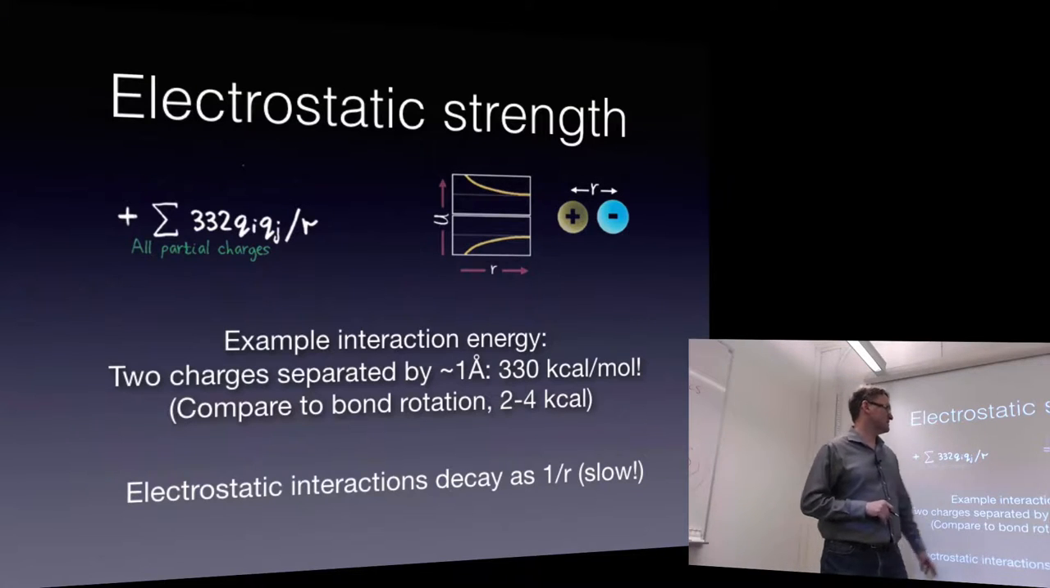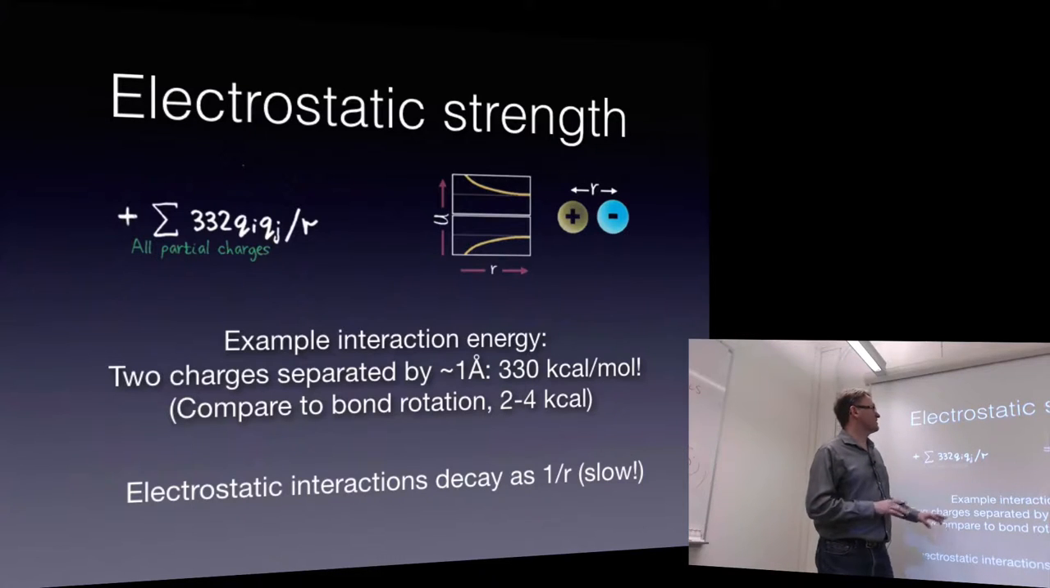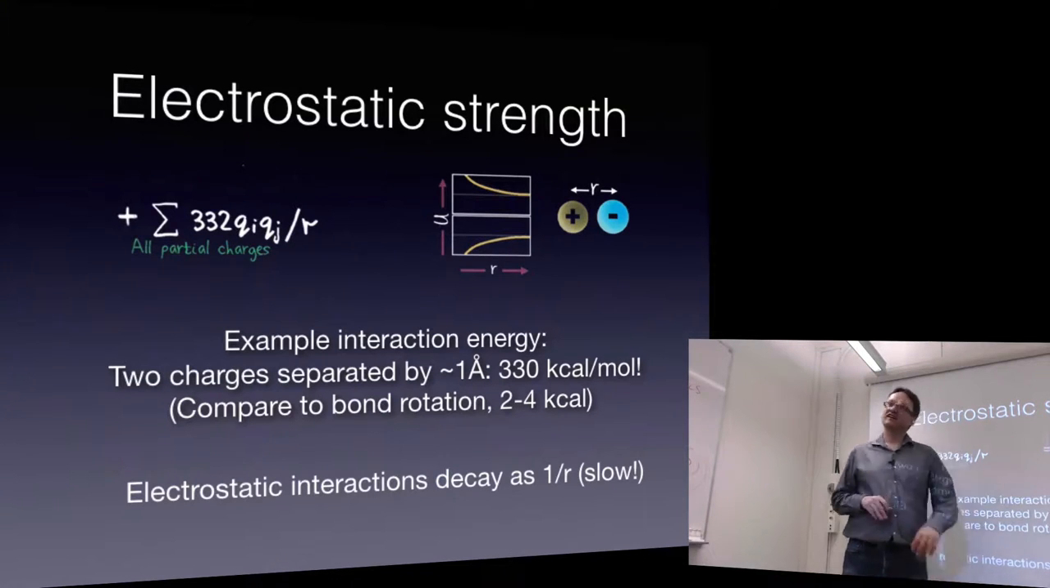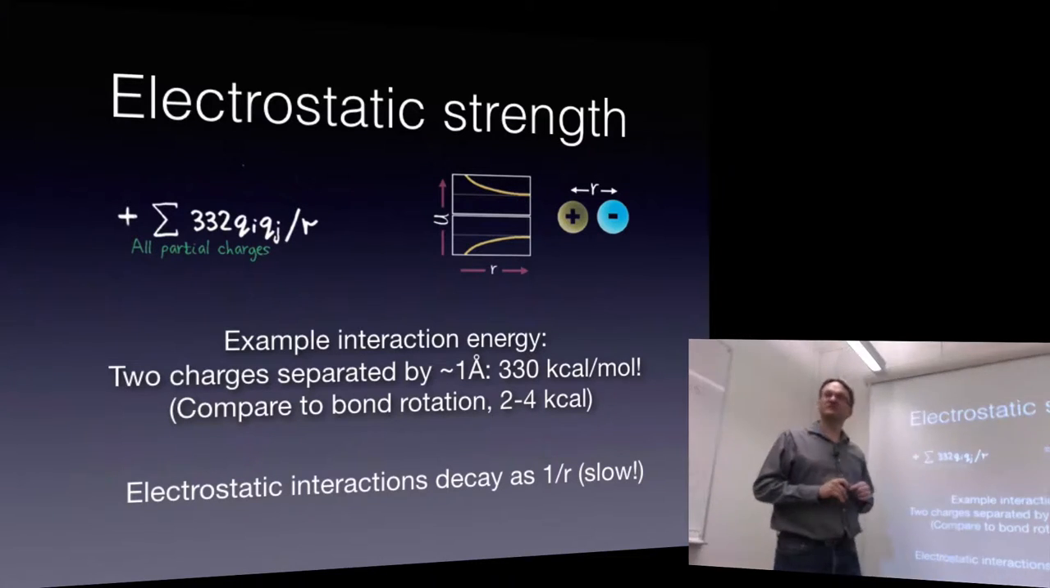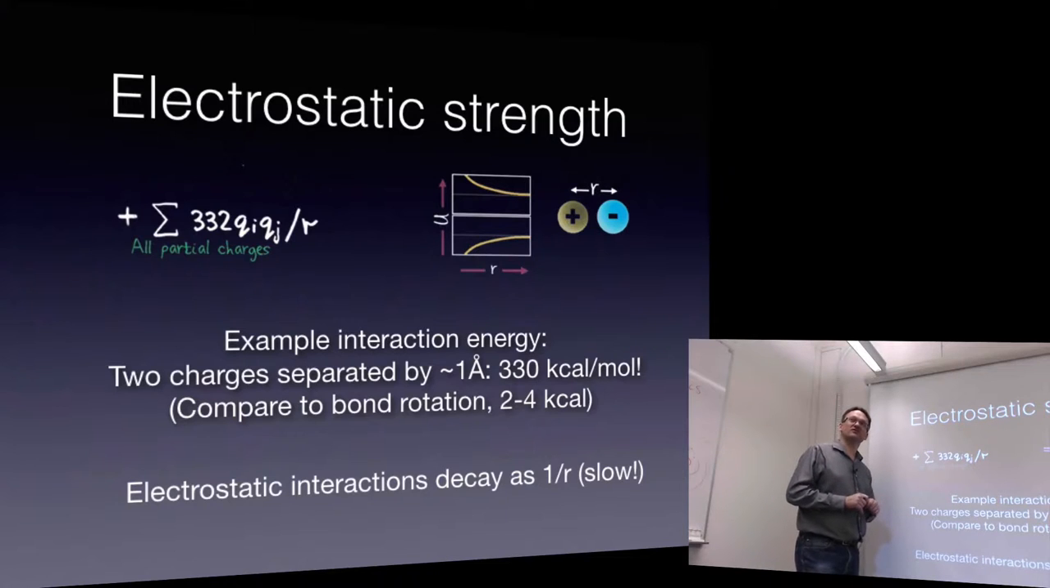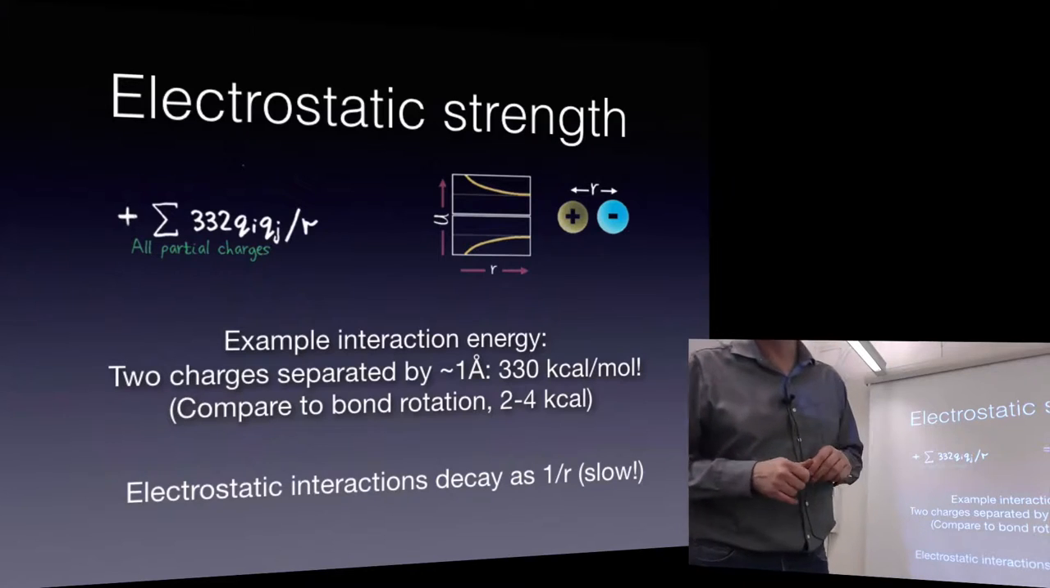Bond rotations might be 2 kilocalories per mole, and these are the typical energies you see in a protein. So when you can have electrostatic interactions, nature will do almost anything it can to fulfill them because they're so good. And equally, if they have the same sign, you're going to get an insanely strong repulsion. That is the reason why Pauling's model for DNA was so bad. Doing bad things with electrostatics is pretty much a guarantee that it's a wrong structure. They also decay as 1/r, which means they're long range and influence things throughout the molecule, but we'll learn more about that later.